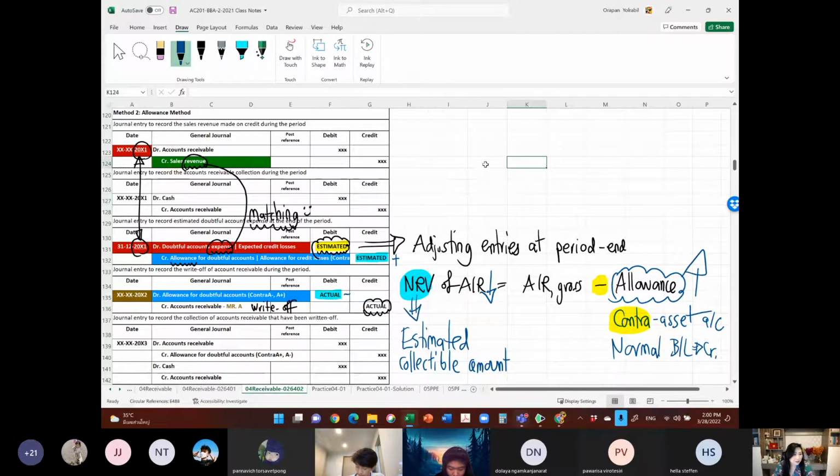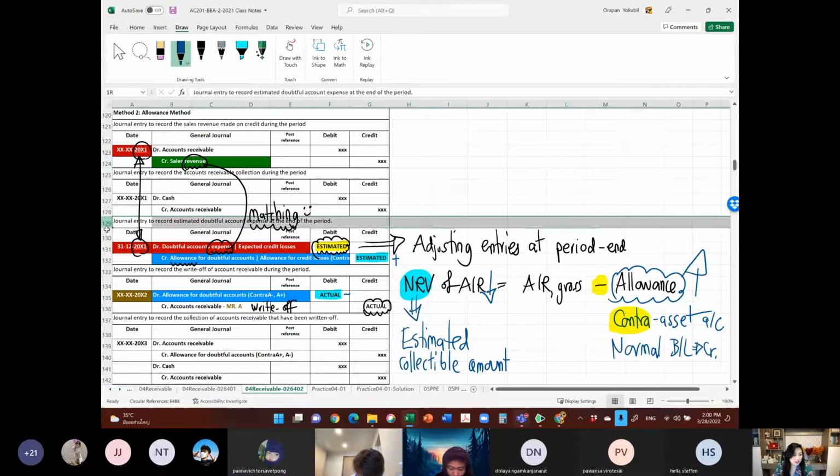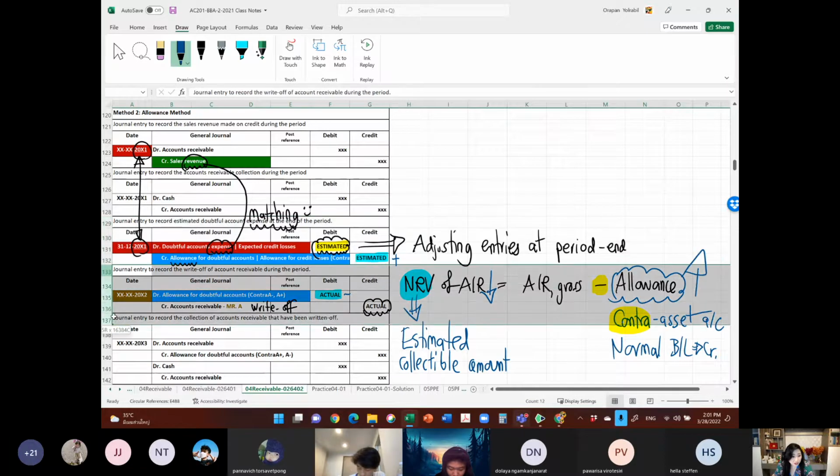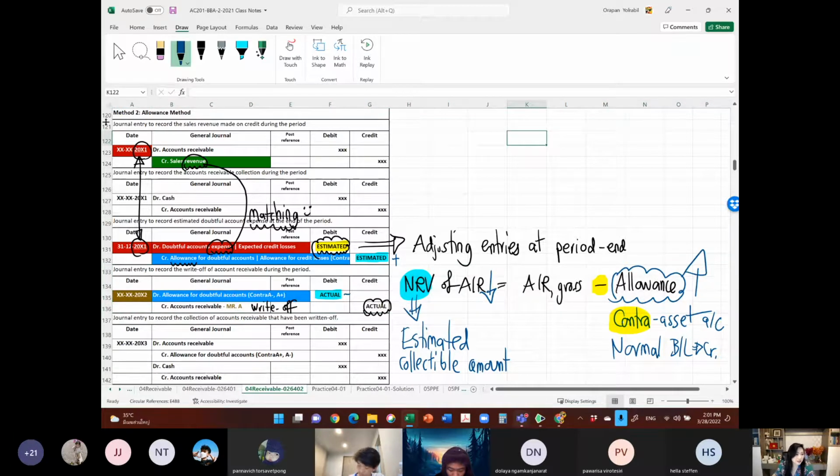All right. Now, this is the adjusting entry at the end of the year, and this is a write-off entry in the next year, depending on whenever you know for sure. Okay. Now, any questions up till here?